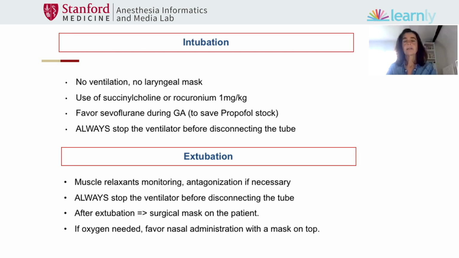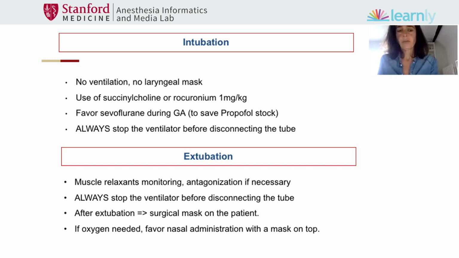So yes, next slide. For intubation, we do not ventilate the patient, and we do not use laryngeal mask during this whole time of the crisis of COVID-19. So in order to not ventilate the patient, we use fast-acting muscle relaxant like succinylcholine or rocuronium. This is the muscle relaxant we favor during this time.